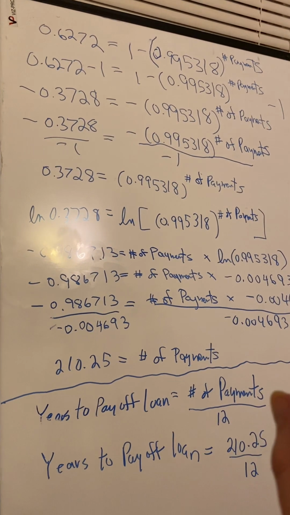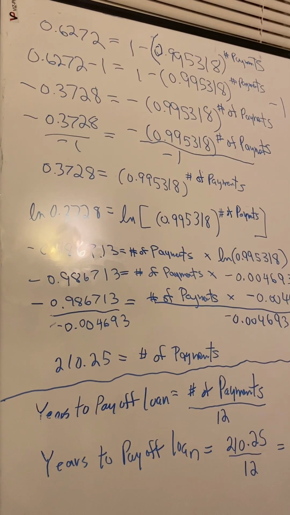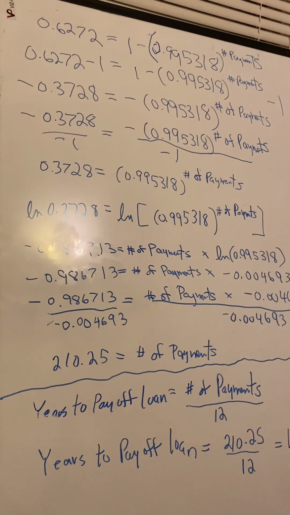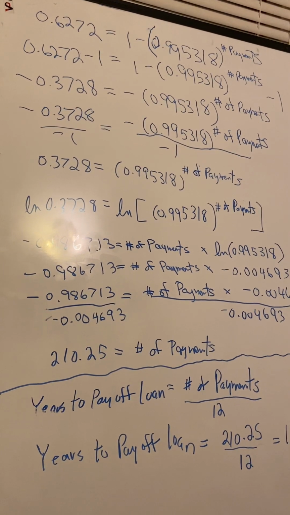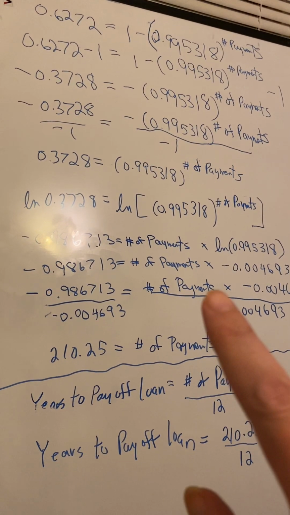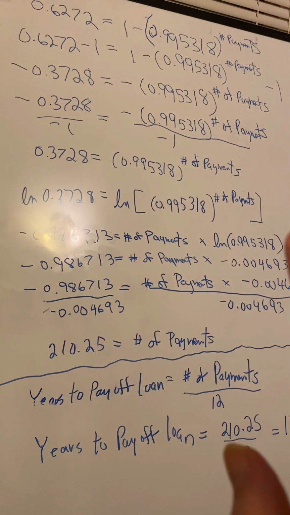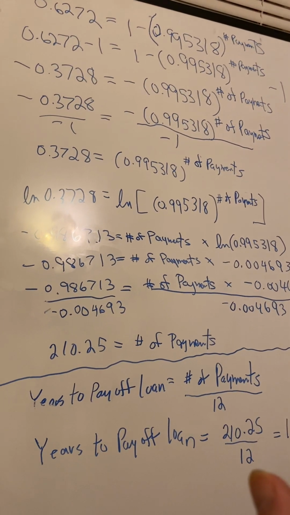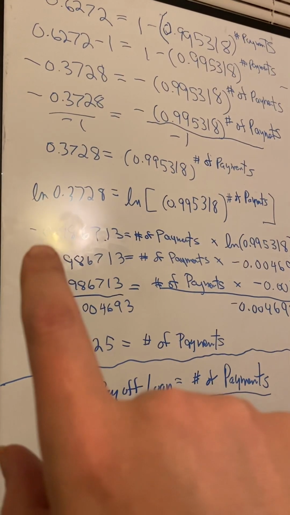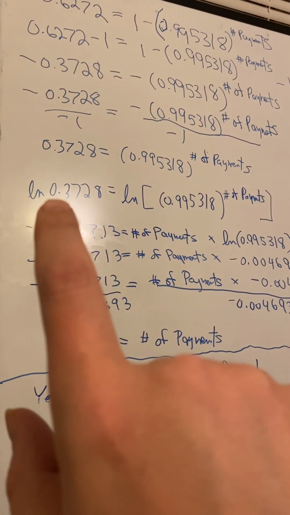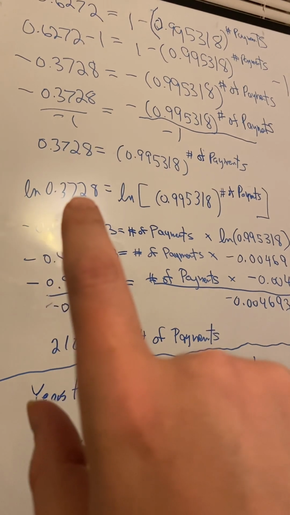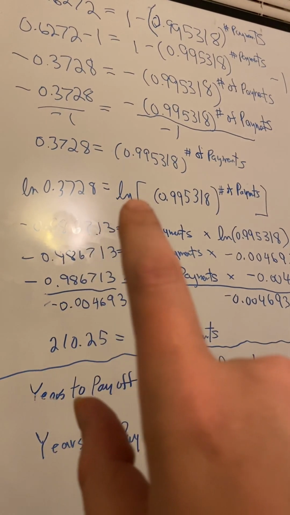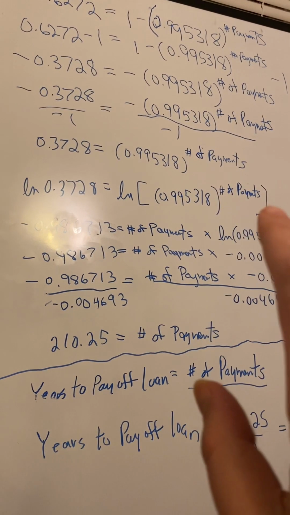Okay, so now we're at the point where we have our variable all by itself. The base 0.995318 is raised to the variable that we're looking for, which is the number of payments. So in order to solve this, we've got to take the ln of both sides. The ln of 0.3728 and the ln of the right side as well.